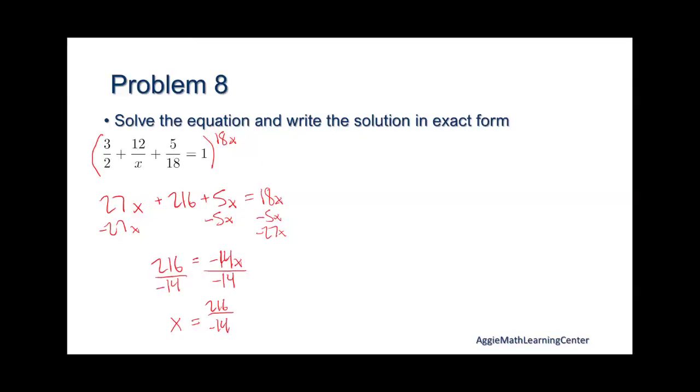What can we take out of this to simplify it? We can take out a 2. 216 divided by 2 is 108. 14 divided by 2 is 7. We still got our negative sticking around. Do you think there's anything else we could take out of that? I don't think so. Only a 7 could come out. So if you want to check, you throw it in your calculator. 108 divided by 7 is not going to be a whole number. So where we get done is x equals negative 108 divided by 7.